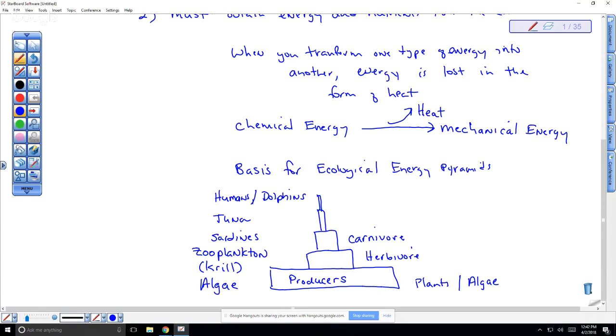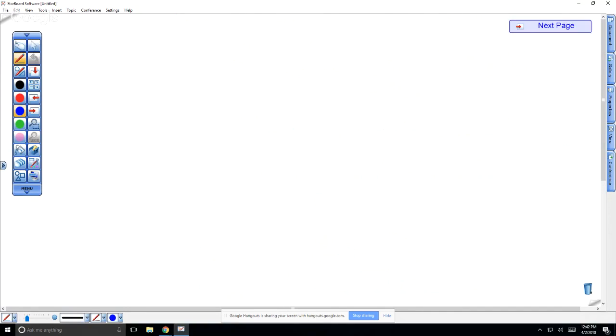So why do we need this energy? We need energy to grow, to develop, and to reproduce. Right? So that's another characteristic of living things. They tend to grow, they tend to develop, and then they tend to reproduce.